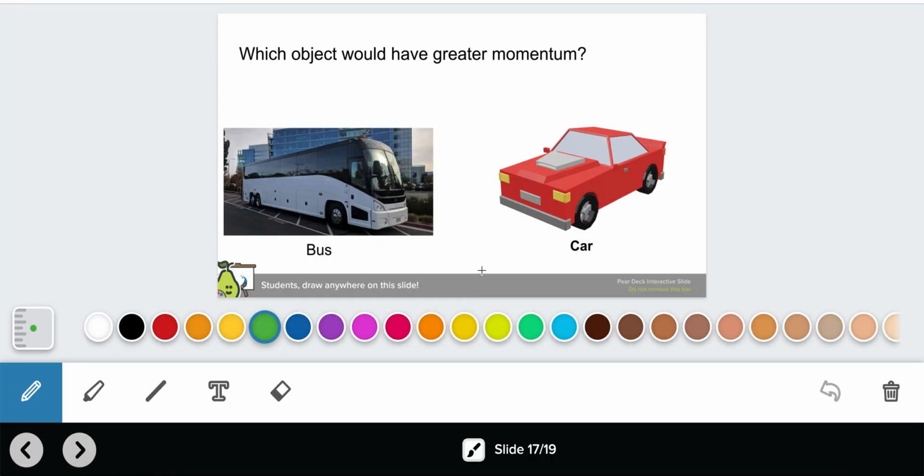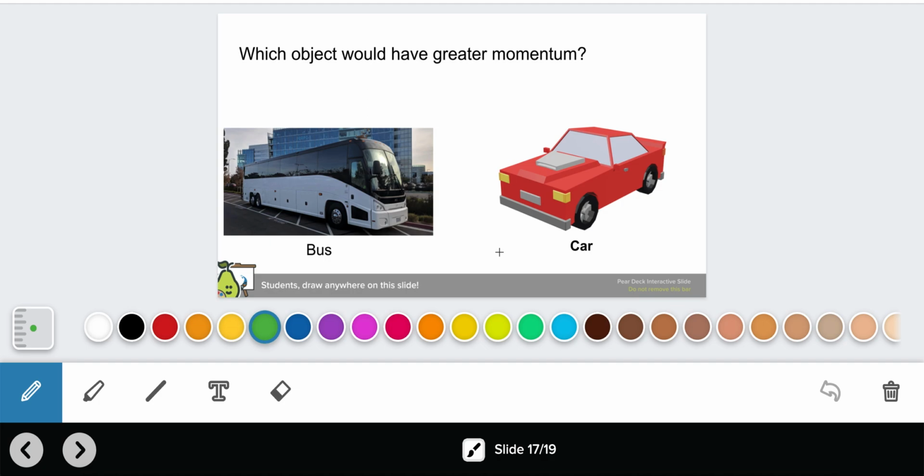Okay, let's check up on what we were learning. Okay, so we have two objects here. Let's pretend that this bus and this car are both going down the same road at 50 miles an hour, right? They're cruising along, comfortable speed, 50 miles an hour. Which vehicle do you think is going to have more momentum? This bus or this car?